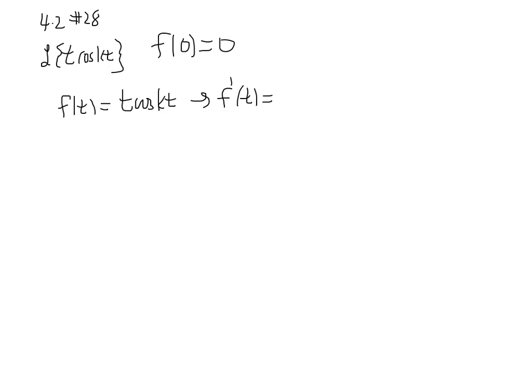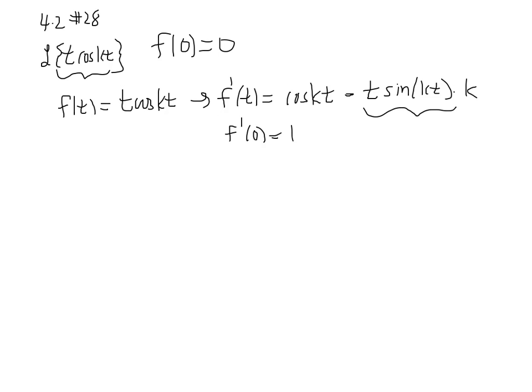So the derivative is cosine kt minus t times sine of kt times k. Okay, notice that f prime at 0 equals 1. Then I'm going to take the second derivative, because I started with a t cosine kt, now I have a t sine kt. I'd like those to match.